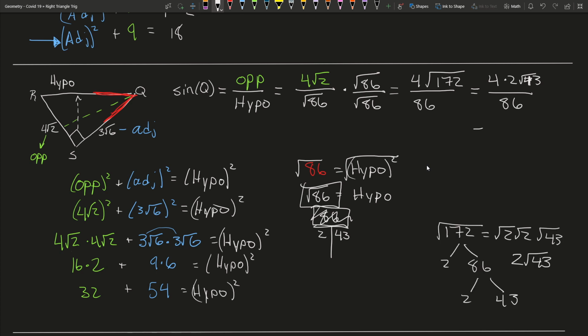All right. But again, this problem still isn't done. So we get 8 rad 43 up top, and then 86 down bottom. If we take 2's out, we get 4 rad 43 over 43. And then because we cannot simplify it anymore, and it is a rational fraction, that is our answer.